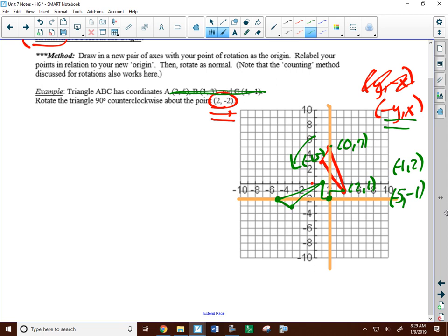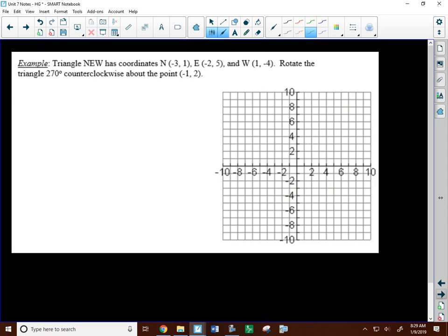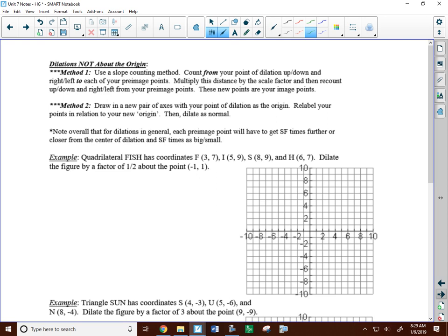I think I'm going to skip the next one. I think that one is just another 3 other points and just around a different point. I think what I'd rather do is have you try these in the practice. So let's skip that other one for now. Flip to the next page.